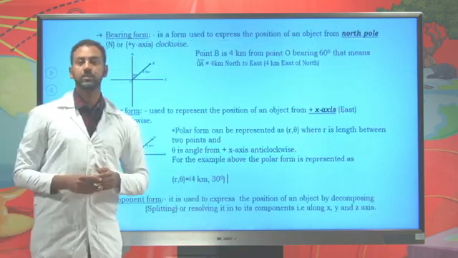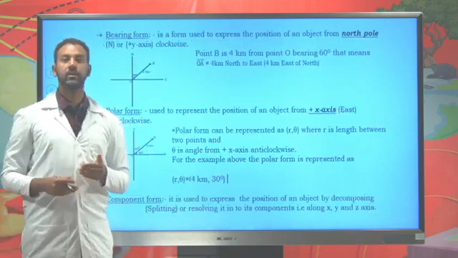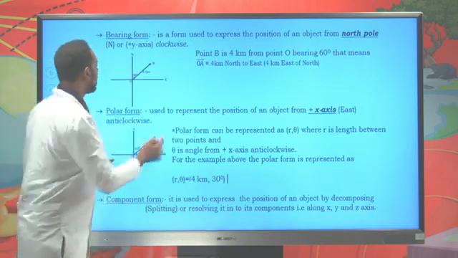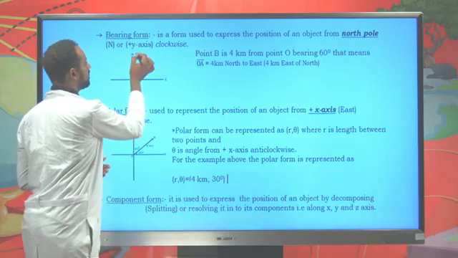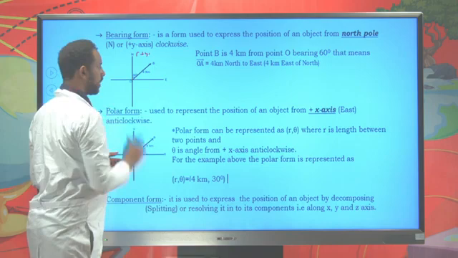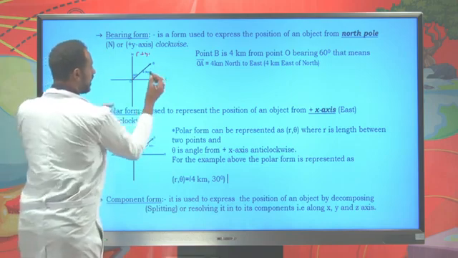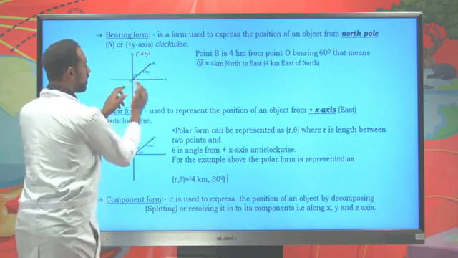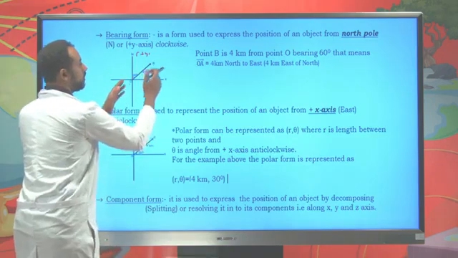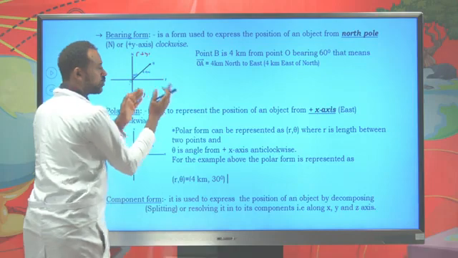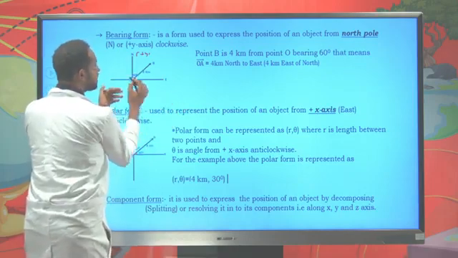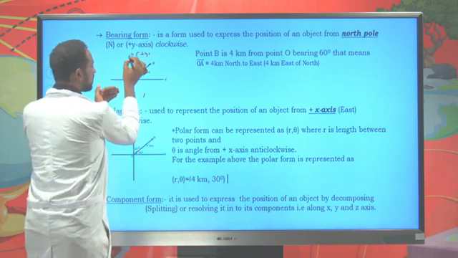The first method is using bearing. Bearing is a technique of representing the position of something with respect to the north pole, or it's possible to say the positive y-axis. So from the positive y-axis clockwise. Suppose here you have a point B, and point B is 4 kilometers away from point O. So it's found 4 kilometers away from point O. In which direction? To the east, to the north? Here it says it is 60 degrees from north.